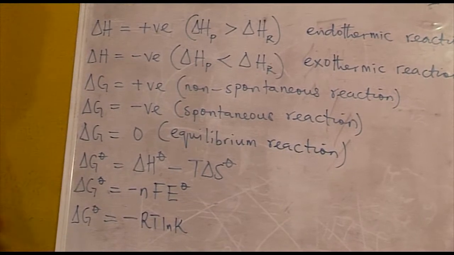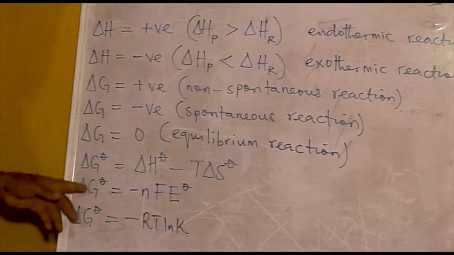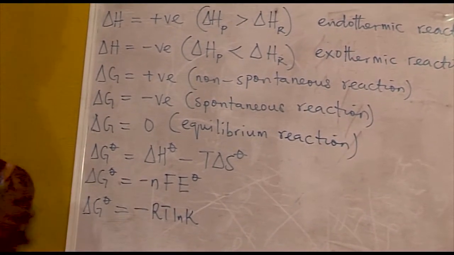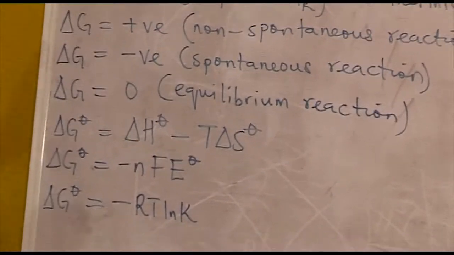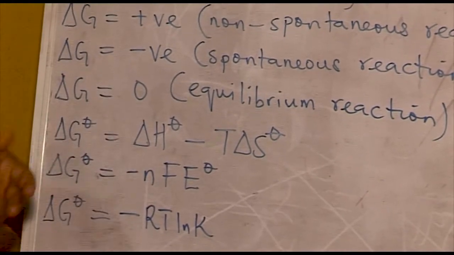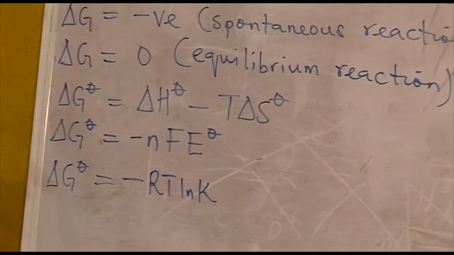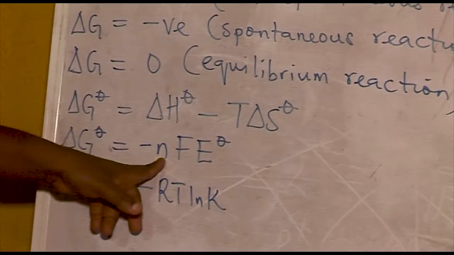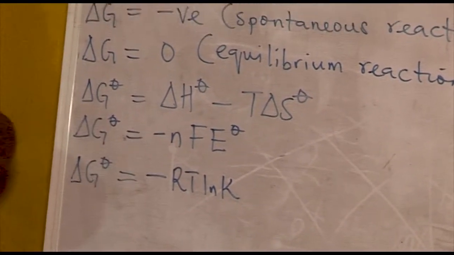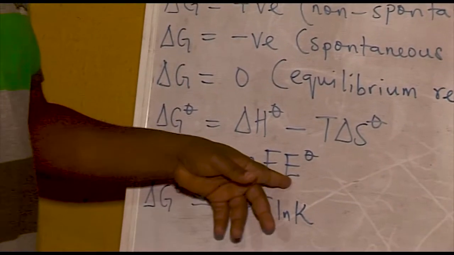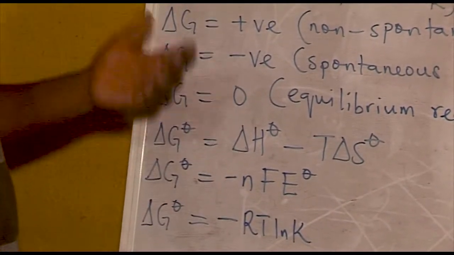We can also calculate the Gibbs free energy using this second equation. This one involves the standard electromotive force, the change, and Faraday constant, the number of electrons involved in the reaction. So this N is the number of electrons, F is the Faraday's constant, which is 96,500 coulomb per mole. Then this is the electrode potential of the system.